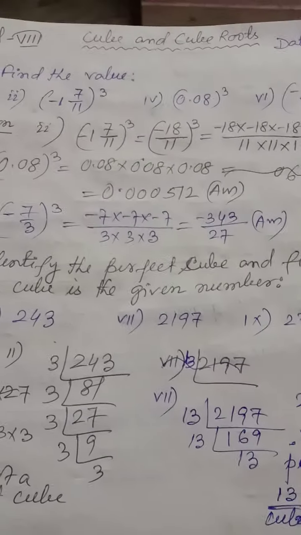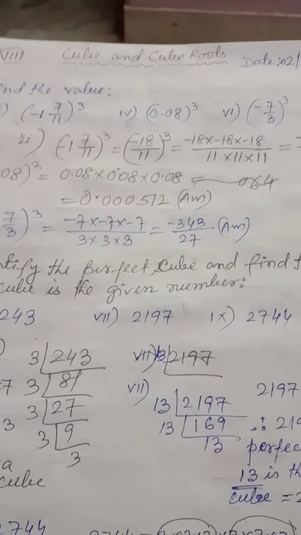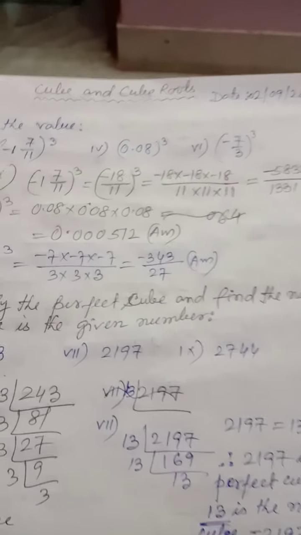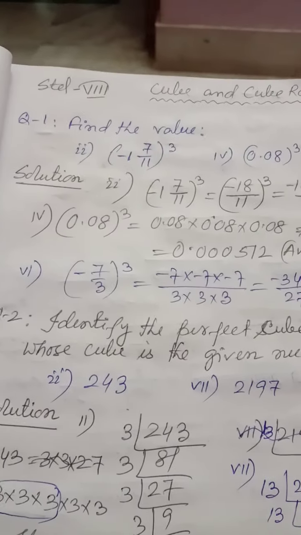Student, let us move on to your exercise. Exercise 4, page number N61, from the chapter Cube and Cube Roots. From there, I have taken some of the sums. I have taken question number 1.